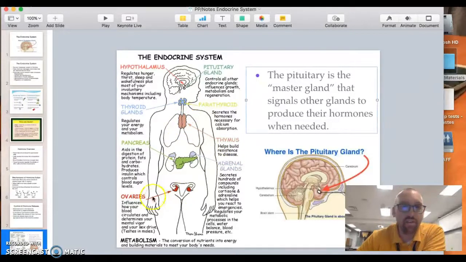Same kind of thing with your thymus, which helps with fighting disease. Then there's your adrenal gland, which does a lot of things. They sit on top of the kidneys. They secrete things that release adrenaline for the fight or flight response. They have a lot to do with blood pressure and all sorts of other things. But the main one you need to know is the pituitary gland. It's in the brain, and it essentially controls all the other ones.